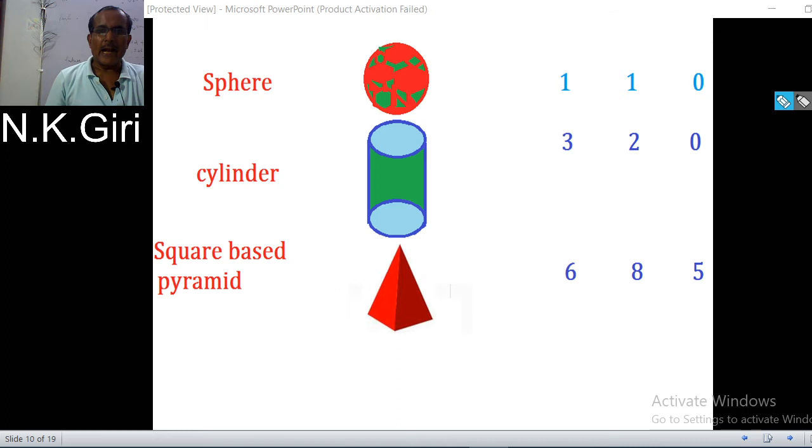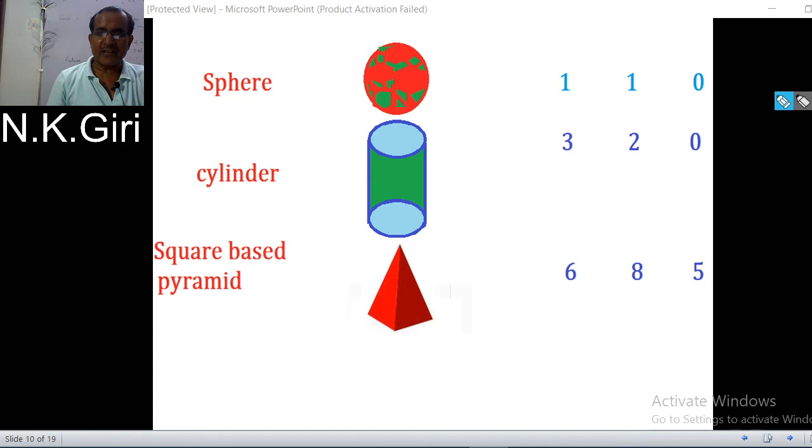A cylinder has 3 faces: 1, this is 2 and this is 3 surfaces. Now it has 2 edges and 0 vertices.